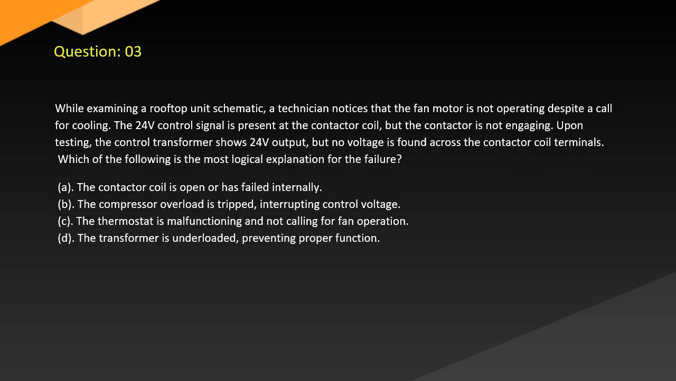Question 3. While examining a rooftop unit schematic, a technician notices that the fan motor is not operating despite a call for cooling. The 24V control signal is present at the contactor coil, but the contactor is not engaging. Upon testing, the control transformer shows 24V output, but no voltage is found across the contactor coil terminals. Which of the following is the most logical explanation for the failure?